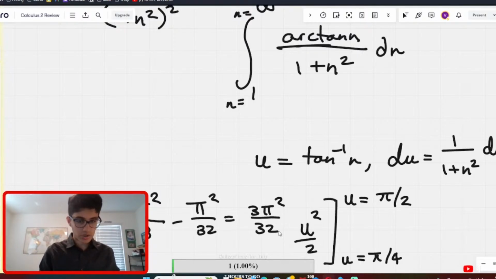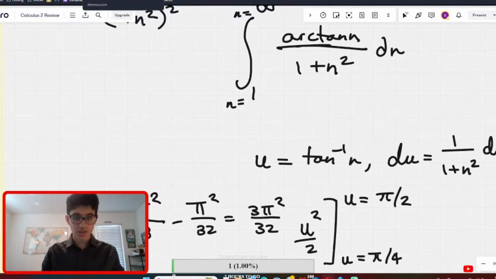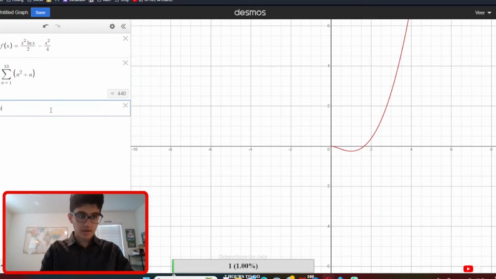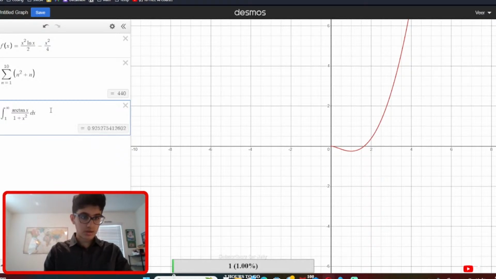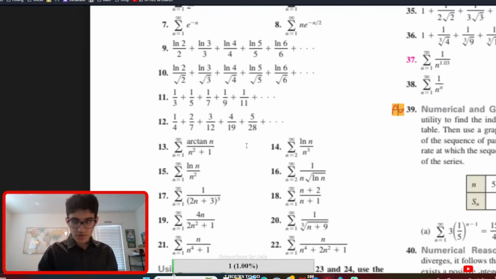Since this converges, then the series itself converges. Let's test though if this is actually correct. It's basically the integral from 1 to infinity of arctan x over 1 plus x squared dx. Is this the same thing? So 3 times pi squared over 32. Yeah, same exact thing. So we did it correctly. That's good. Let's find one more maybe.